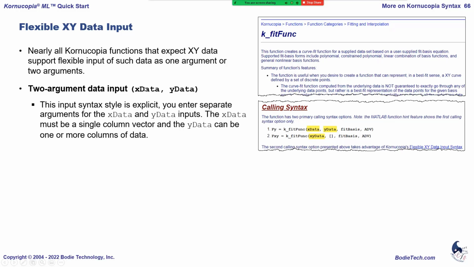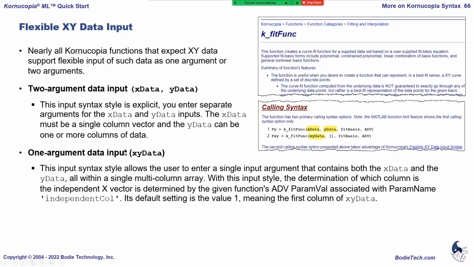So the two argument approach, which is like the classical approach, you're more than welcome to do that. But you'll find that when you do that, a lot of times you end up having to do a lot more manipulation of variables and stuff because you're constantly keeping track, separating the X and the Y data. It's very common that X and Y data comes in as an array together, and then you can just keep it that way throughout all your manipulations using this second one input argument or the XY data format approach. And then Kornucopia will naturally work with the data in a very smart way.